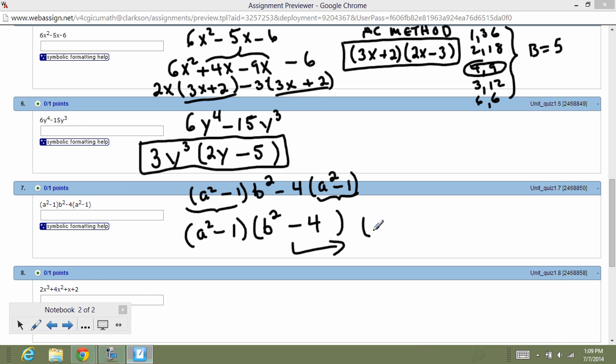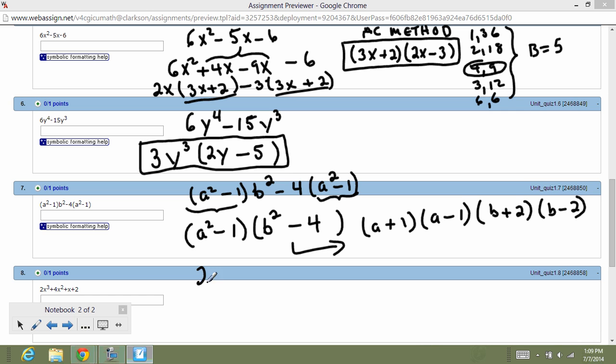And so each of those pairs is a difference of squares. So each of those pairs should be factored. A squared minus 1 is a plus 1 times a minus 1. And b squared minus 4 is b plus 2 times b minus 2. So that's exercise number 7. And finally, pretty straightforward right here.